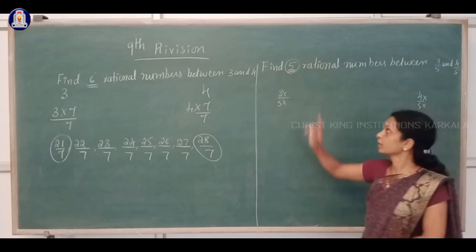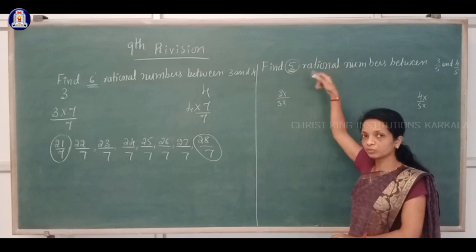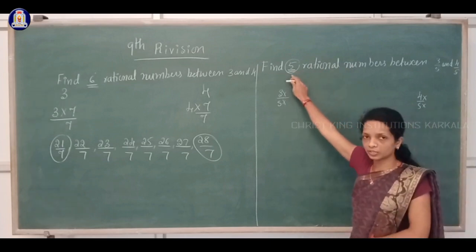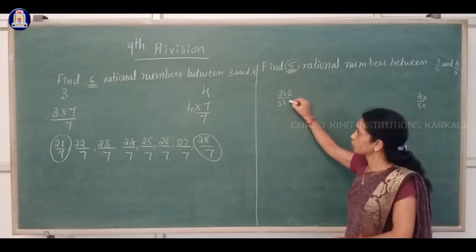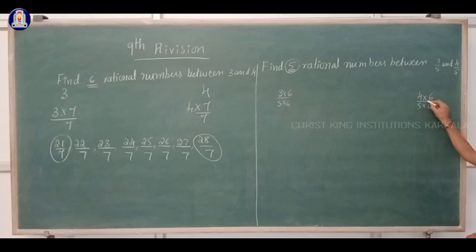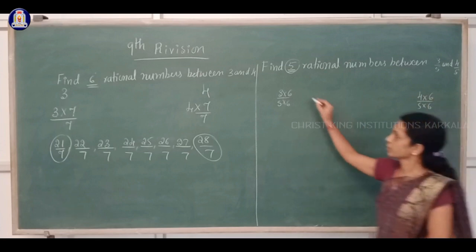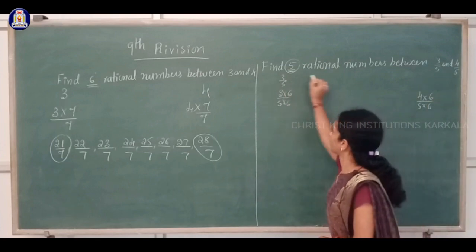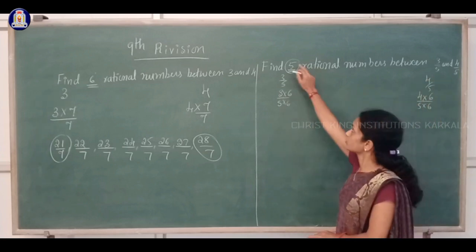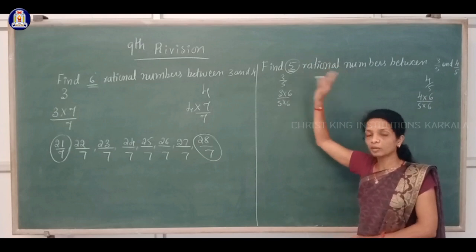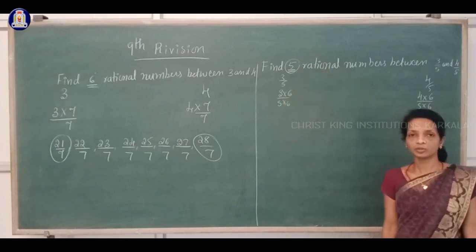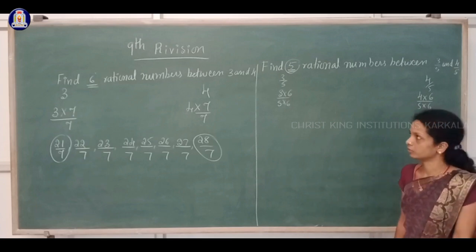We are asked to write 5 rational numbers. 5 plus 1 is 6. One more than this you have to take, that is 6. You multiply 6 to both numerator and denominator. Here also multiply both the numerator and denominator by 6. We are given 3 by 5 and 4 by 5. We multiplied by 6. Why? Because we are asked for 5 rational numbers. One more than that you multiply to both the numerator and denominator of the given two rational numbers.